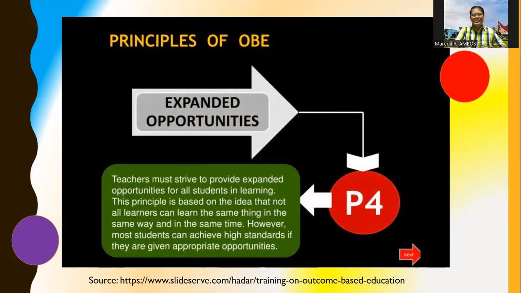The fourth one is expanded opportunities. So teachers must strive to provide expanded opportunities for all students in learning. This principle is based on the idea that not all learners can learn the same thing in the same way and in the same time. However, most students can achieve high standards if they are given appropriate opportunities. So as teachers, we need to provide opportunities for students to learn and to grow.